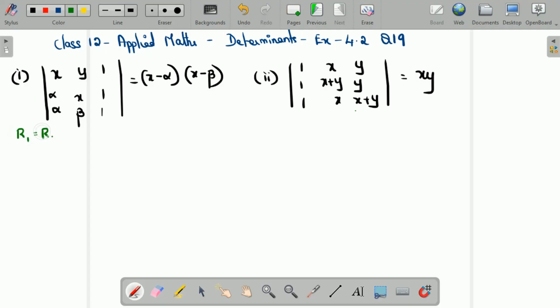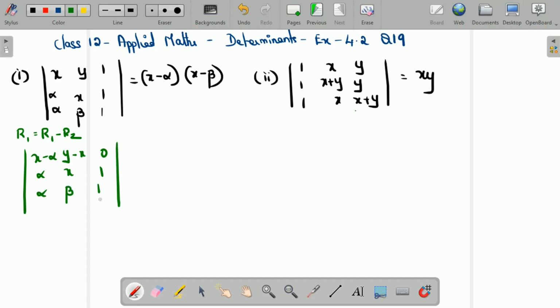R1 is going to be equal to R1 minus R2. And let's make this change. So in this case, it will become x minus alpha, y minus x, and in the last one, it will become 0. The rest of the rows, I'm leaving as such. So in this case, this is alpha, x, and 1. Then there is an alpha, beta, and there is a 1.